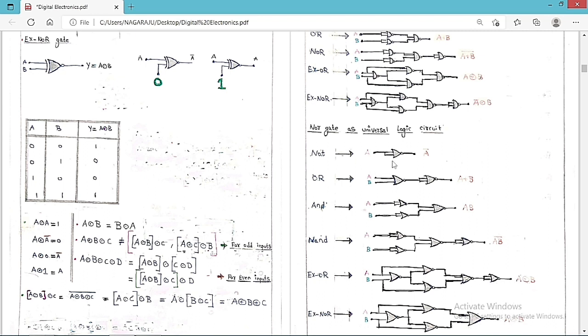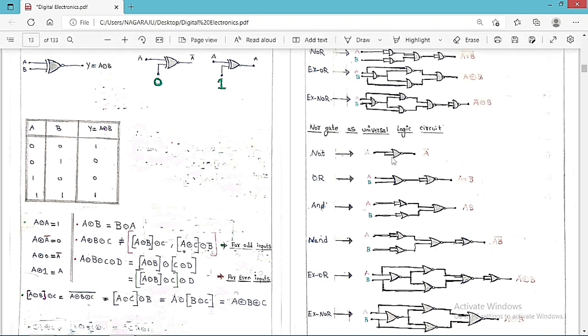Therefore, one NOR gate is required to make the NOT gate. Two NOR gates are required to make the OR gate. 3 NOR gates are required to make the AND gate, and 4 NOR gates are required to make the NAND gate. 5 NOR gates are required to make the XOR gate, and 4 NOR gates are required to make the XNOR gate. These are the circuit diagrams for each and every gate that you always have to keep in your mind.